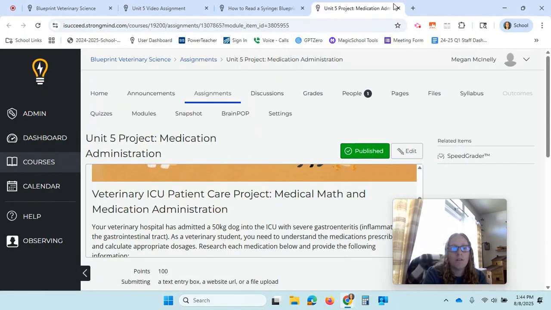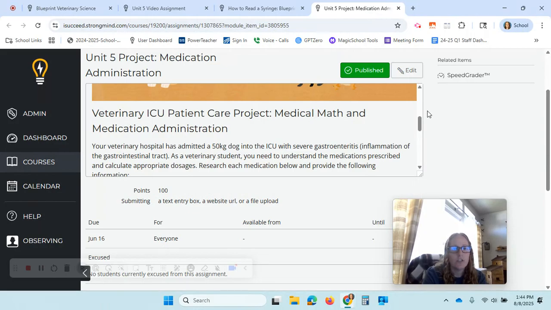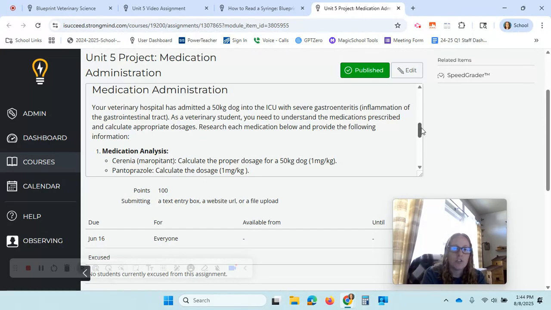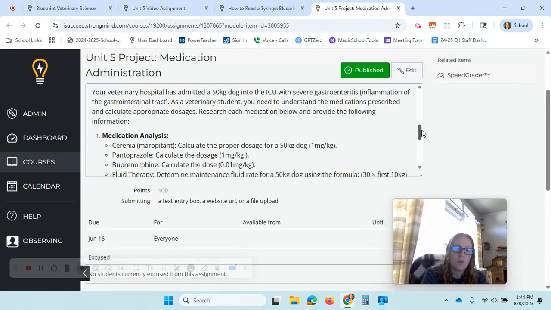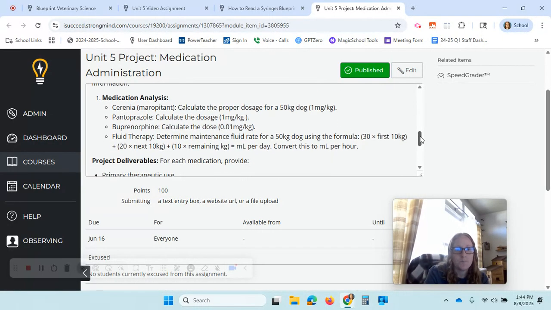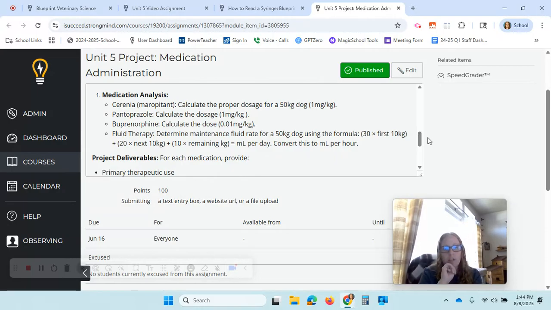So, let's get back to our project. Your veterinary hospital has admitted a 50 kilogram dog into the ICU with severe gastroenteritis. As a veterinary student, you will need to understand the medications prescribed and calculate appropriate dosages. Research each medication below and provide the following information. So, 4 medications here. First is Cerenia, also known as Maropitant. You're going to calculate the proper dosage for a 50 kilogram dog. Your dose is 1 mg per kg. Pantoprazole, also 1 mg per kg. Buprenorphine, 0.01 mg per kg. And fluids. You're going to determine the maintenance fluid rate for a 50 kilogram dog using this formula.